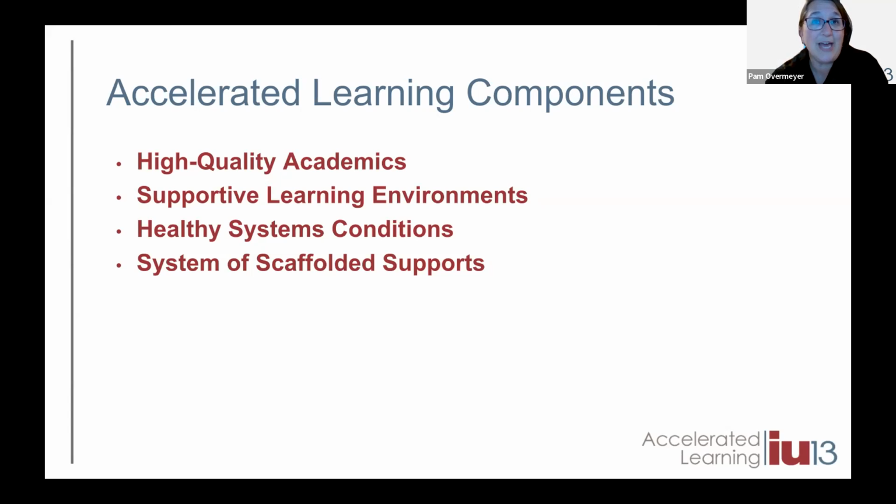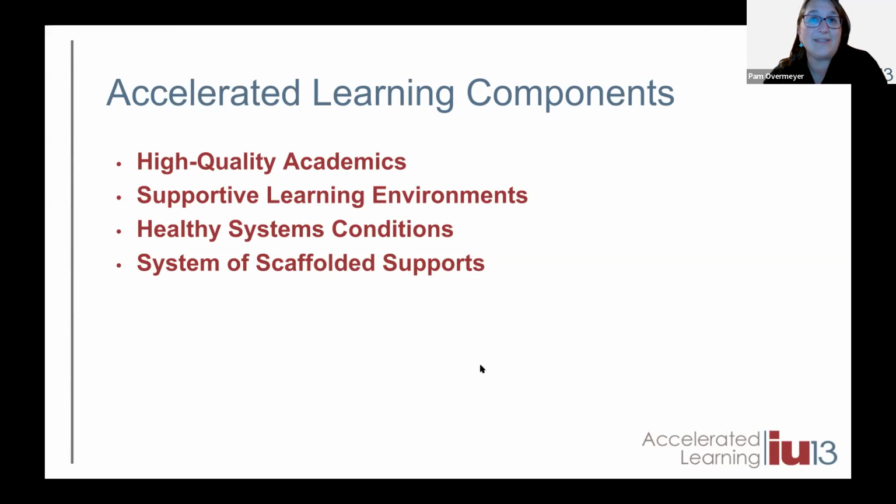The third one, healthy systems conditions. This component focuses on engaging a diverse group of stakeholders within their education community to gain a deeper understanding of the school system and utilize the continuous improvement process and tools to address systematic needs, including staffing, technology, and scheduling that will create the conditions for accelerated learning.